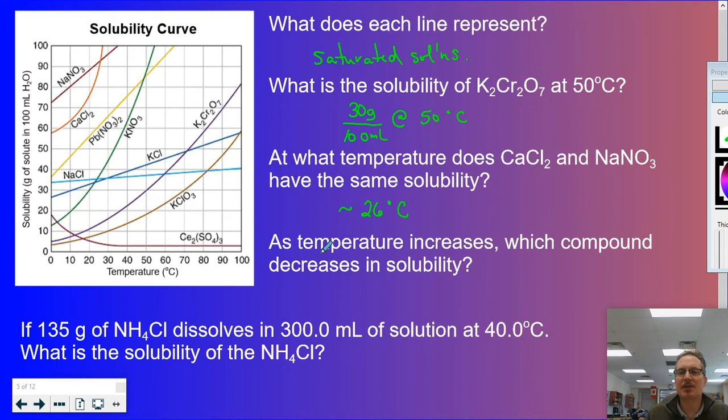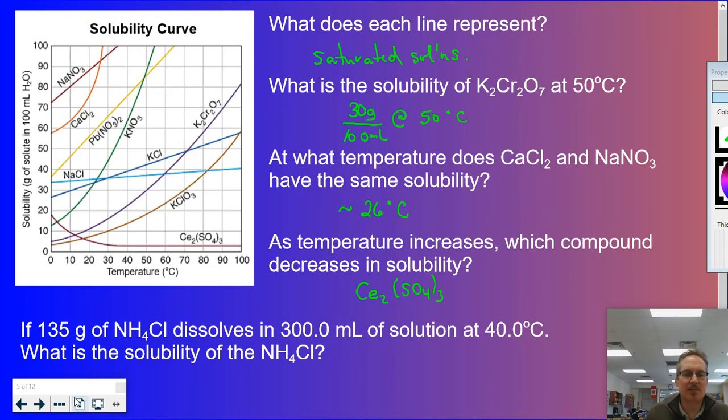As temperature increases, which compound decreases in solubility? So we're going to look for one where the solubility actually goes down. Well, we only have one of those. So that's going to be Ce2(SO4)3. As temperature goes up, we actually lose solubility. And we'll notice that approximately once it hits 40 degrees Celsius, the solubility actually doesn't change at all anymore. The temperature has no effect after 40 degrees Celsius.